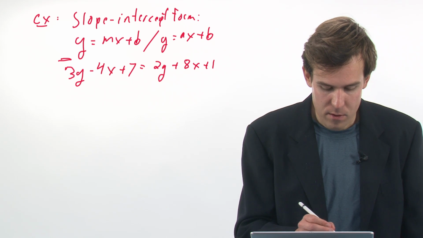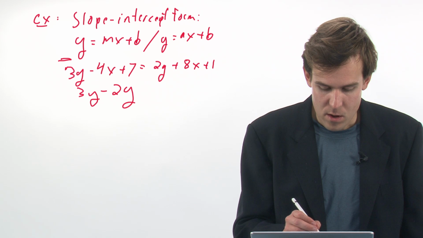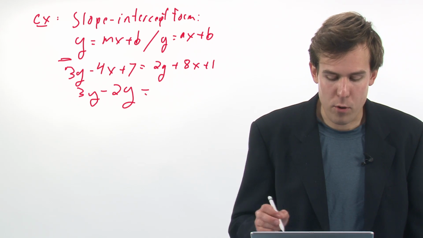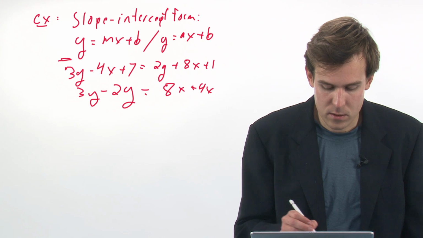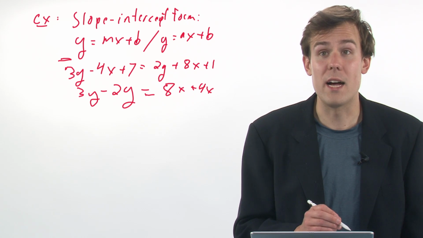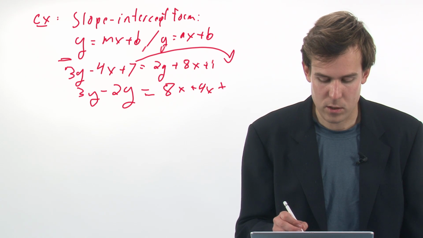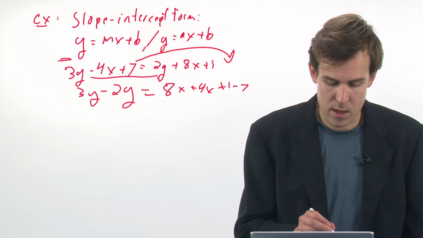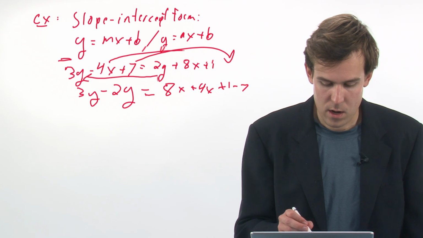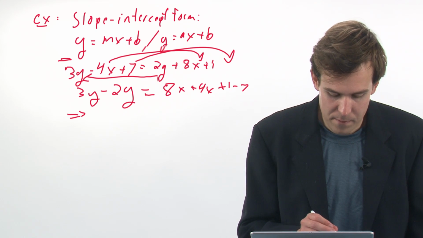So I have 3y minus 2y. And then I'll put all the x's on the other side, 8x plus 4x. And then I'll also put all the constants on one side. So I'll put this 7 over here as well. So plus 1 minus 7. So I took this over here and these over here. And now I just simplify.